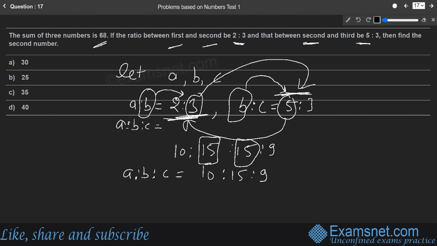Then he said the sum of these three numbers is 68. So if the ratio is 10 is to 15 is to 9, we can make the numbers as 10x, 15x and 9x.